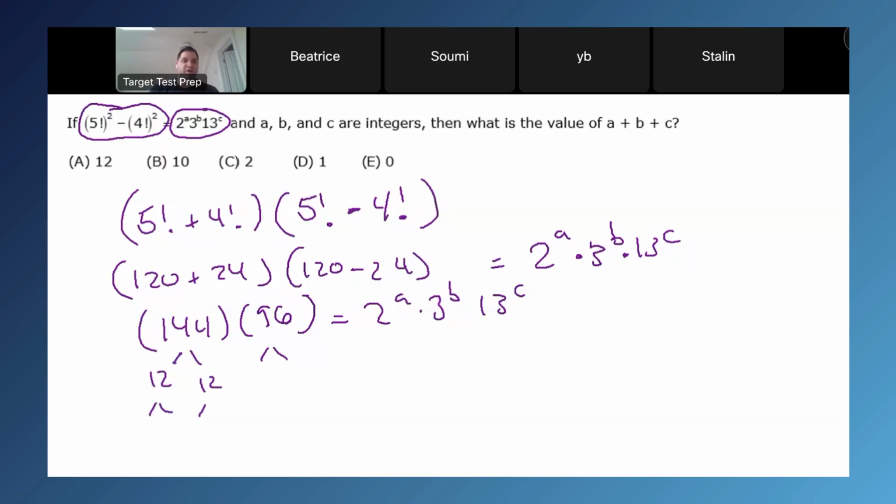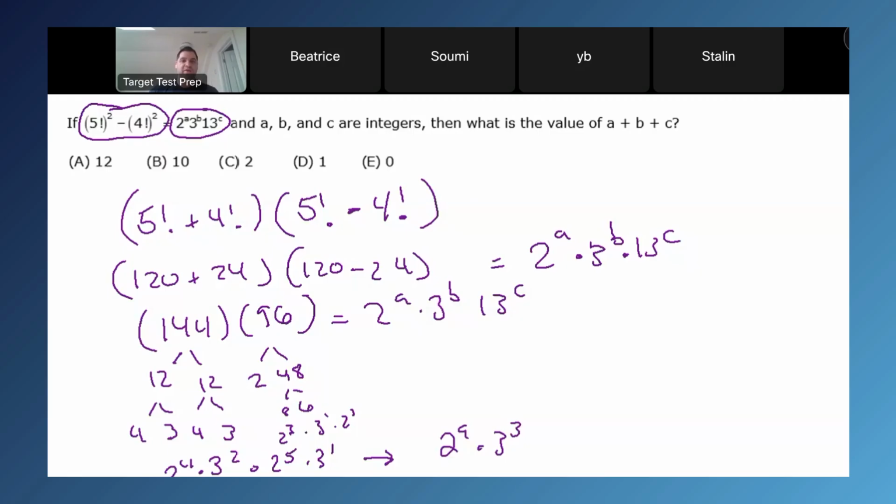So you have 12 and 12, 4 and 3, 4 and 3. That ends up giving you 2 to the 4 times 3 to the 2, right? And then 96, if you break that down, 2 and 48, 8 and 6, so that's 2 to the 3, 3 to the 1, 2 to the 1. So you've got 2 to the 5 and another 3 to the 1. Then you bring that over, that becomes 2 to the 9 times 3 to the 3. From there, add those together, and you get a prime factor of 12.